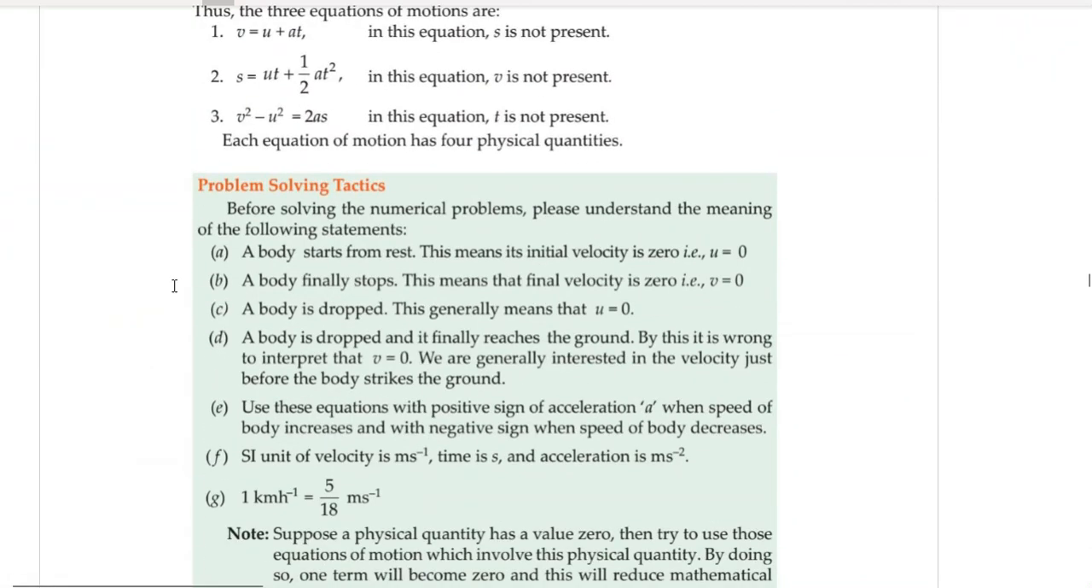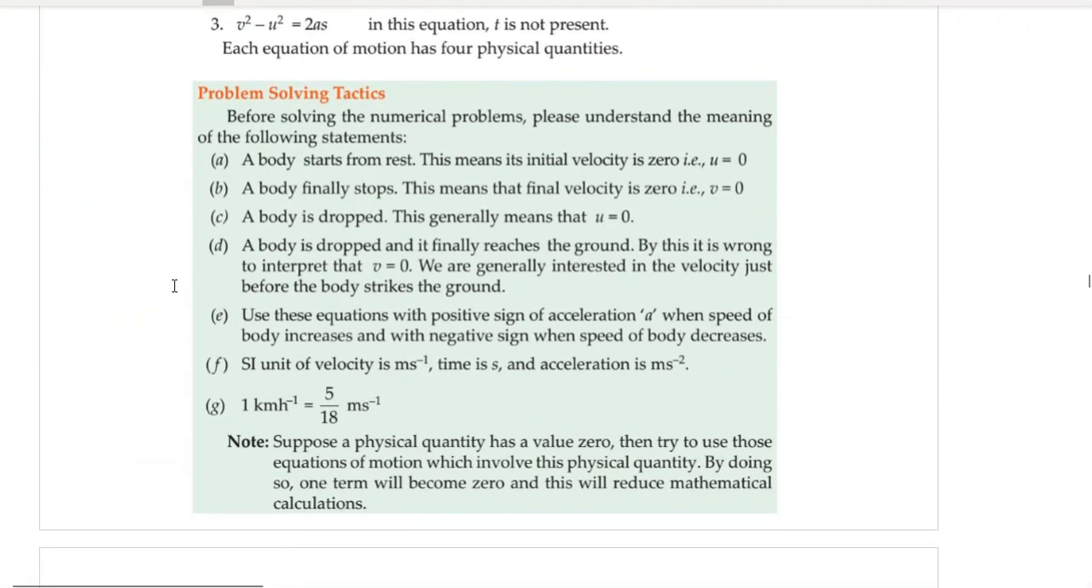Before we go ahead, three equations of motion are derived. You have to now remember some problem solving tactics. Let's go to the problem solving tactics. So remember, from now onwards in this chapter, for this particular part, you are going to encounter a lot of word problems. And all these word problems come with certain hints. Some certain terms, sentences or phrases. Those phrases have specific meanings. So what are the meanings? You have to focus on them. Let's see the first one.